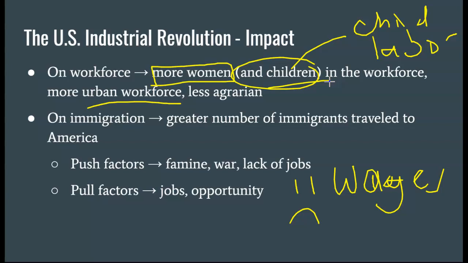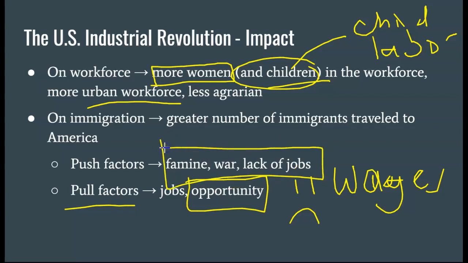It also impacted immigration because there was a greater number of immigrants that traveled to America. And it was really because of this pull factor of jobs and opportunity. So when more factories were opening, when the United States became more industrial, it opened up a lot more job opportunities, and therefore people could get paid. And so there was that pull of opportunity, especially if you were coming from a place that had famine, which is lack of food, war, lack of jobs. It was a big, big pull factor.